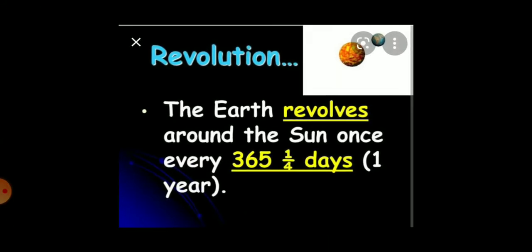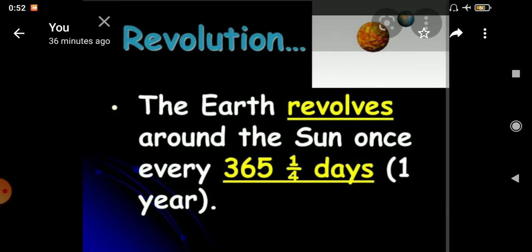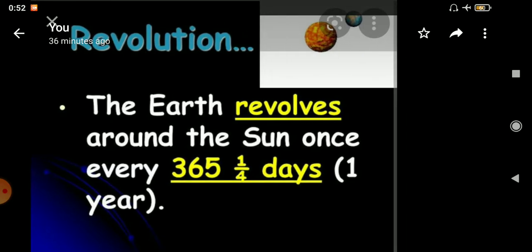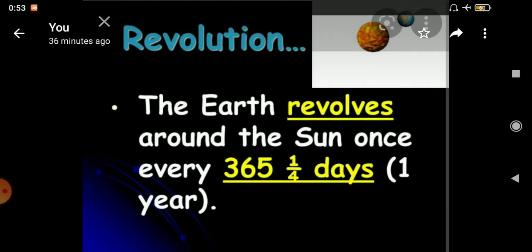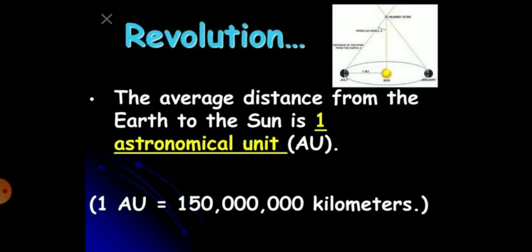But the earth revolves around the sun in 365 1/4 days. So this time is known as 1 year, which is taken by earth to complete one revolution around the sun. Do you know what the average distance from earth to sun is? That is 1 astronomical unit. And what do you understand by 1 astronomical unit? That is 15 crore kilometers. So you can understand how far the sun is from all of us.